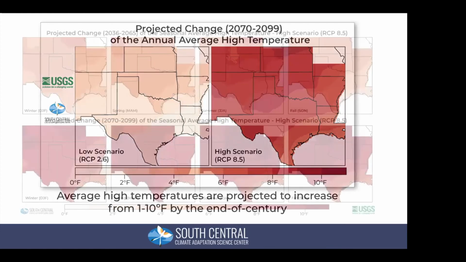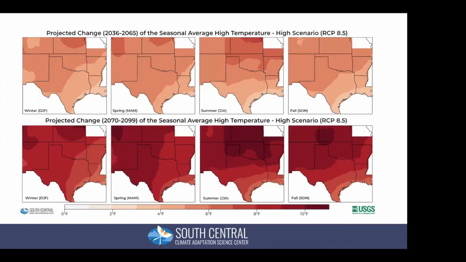We can slice our data by season also. The top row shows changes for mid-century, and the bottom row shows changes for end of century. We define the seasons climatologically, so winter is December, January, and February. Spring is March, April, and May, and so on. All of these images are for the high scenario, or RCP 8.5. While temperature changes are similar year-round, we unfortunately see that the greatest changes are during the summer, both in the mid-century and in the end-of-century projections.